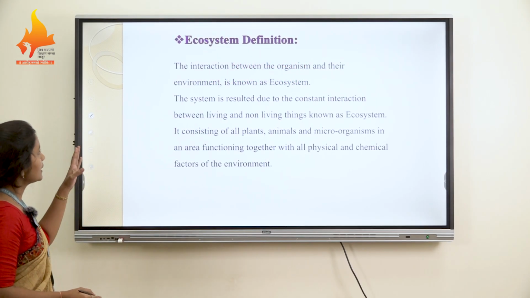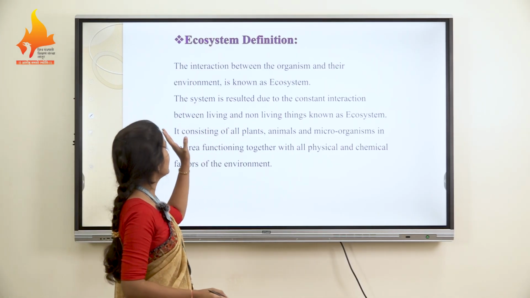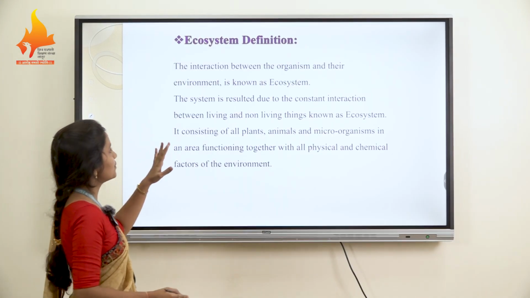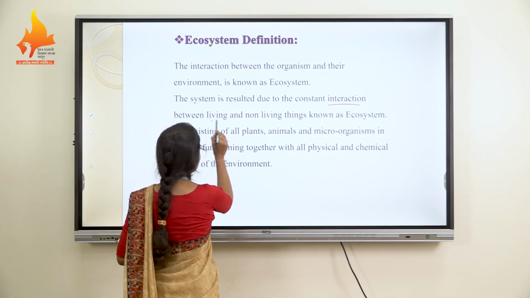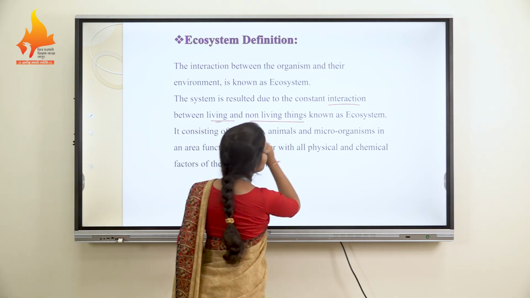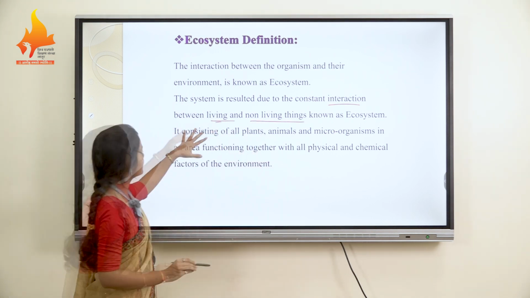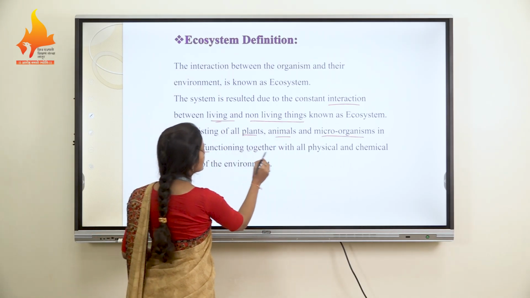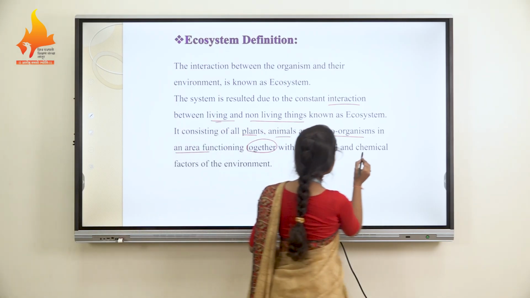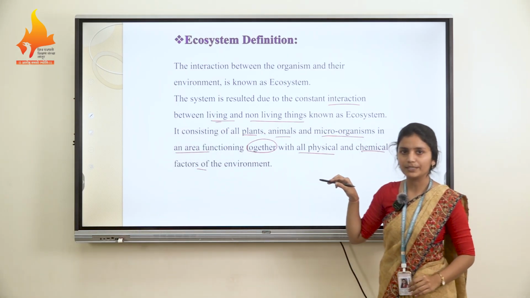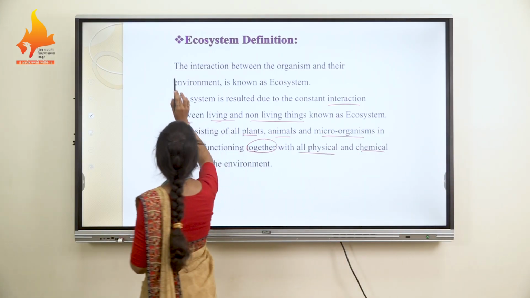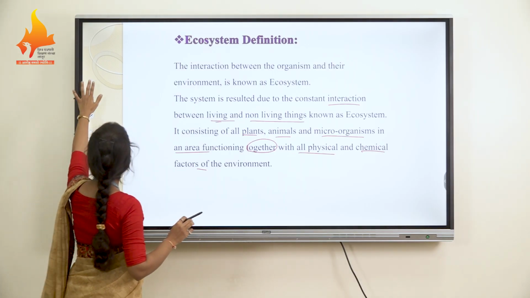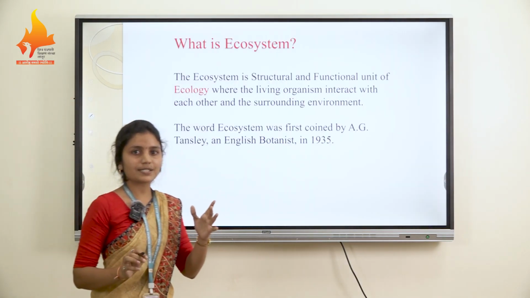The ecosystem means what? The interaction between the organism and their environment is known as ecosystem, or the system which is resulted due to the constant interaction between the living organism and non-living things is known as ecosystem, or it consists of plants, animals and microorganisms in an area and functioning together with all physical and chemical factors of the environment. Okay, means what? The ecosystem means the interaction between the organism with its environment. It's called as ecosystem.